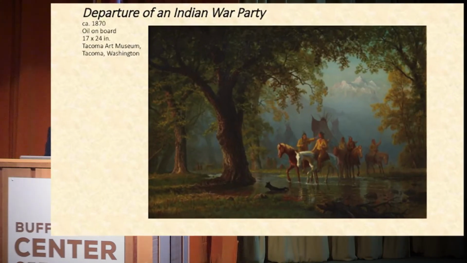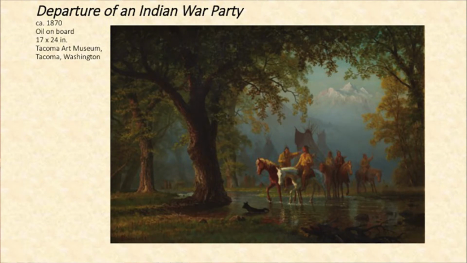Departure of an Indian War Party is a superb example of Bierstadt's combining figures within a landscape. The horses are realistically rendered in various attitudes. Even the dog in the foreground is sensitively depicted. Bierstadt captures perfectly the small animal's excitement, his head and ears up in anticipation as he proudly leads the entourage.